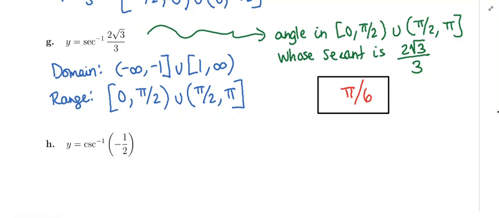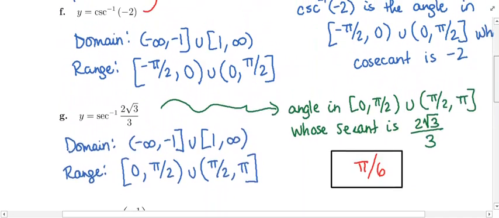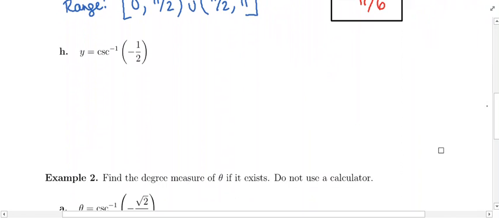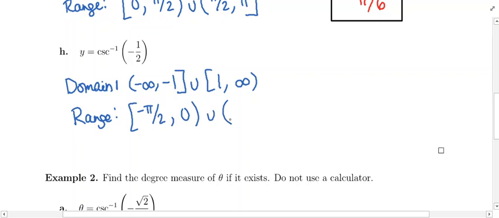All right, I think last one here. In part H, we want the cosecant inverse of negative 1/2. We just did a cosecant example up here in part F, so I'm going to grab the domain and range from here. Let me write this down. The domain is negative infinity to negative 1 included, union 1 to infinity, and the range is all angles from negative pi over 2 to pi over 2, excluding 0.